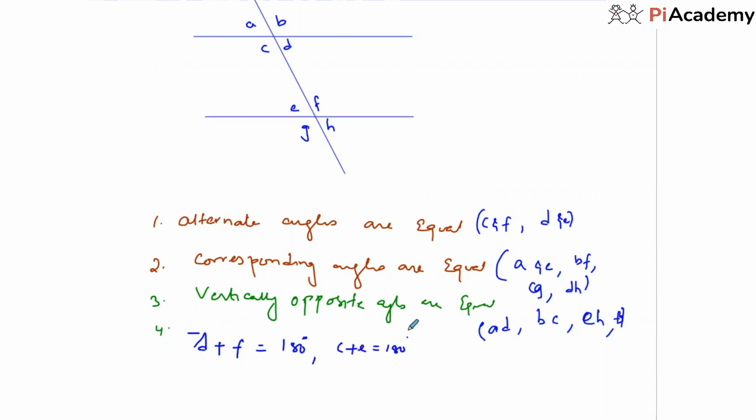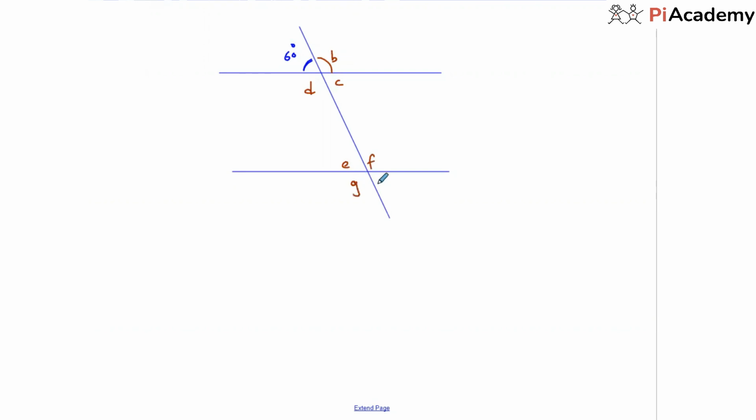Does it make sense, guys? Yes, sir. Now let me give you this question. For example, you have two parallel lines and a transversal. I'm giving you this angle, this is 60 degrees, let's say. Now I want you to find B, C, D, E, F, G, H. Can you do that? All of you, take a minute. Don't give answers right now. Take a minute, and then I'll ask you.